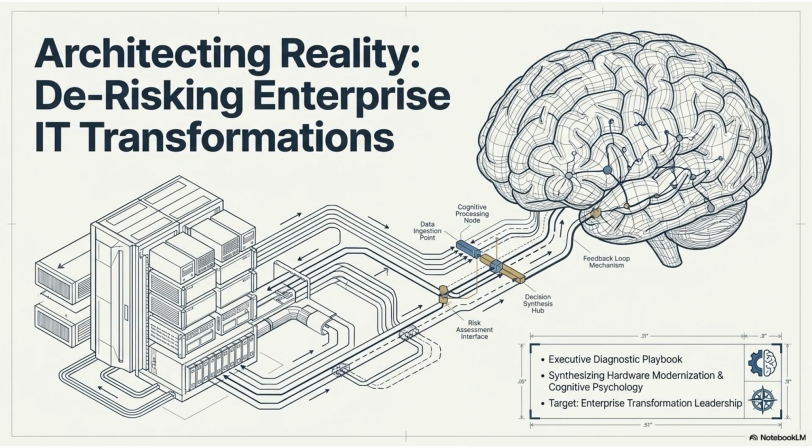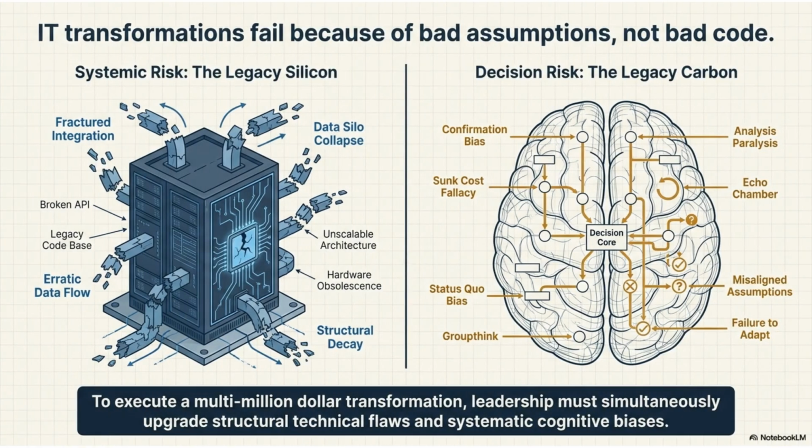This video will explore how to de-risk enterprise IT transformations by architecting reality. We'll look at synthesizing hardware modernization and cognitive psychology to target enterprise transformation leadership. IT transformations often fail due to bad assumptions, not bad code. We must address both systemic risks from legacy silicon and decision risks from legacy carbon, or cognitive biases.